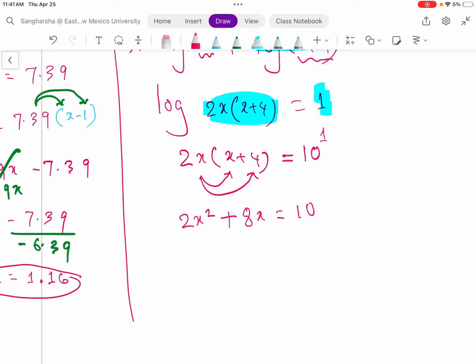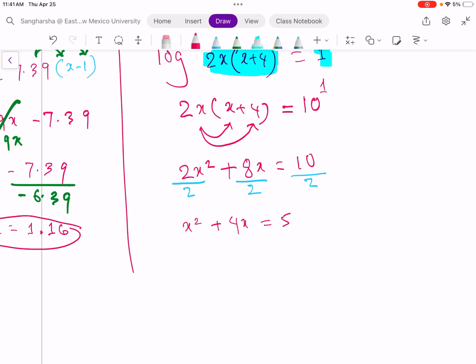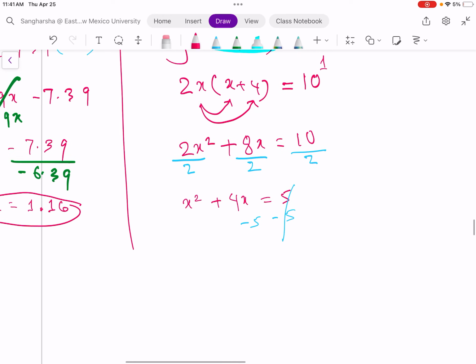Okay, and 2 is the common factor, so you can divide every term by 2. So we have x squared plus 4x equals 5. You can use the quadratic formula or you can use factorization. Let me go with factorization, that might be easy for us. So let's subtract 5 on both sides. This is 0. So we have x squared plus 4x minus 5 equals 0.